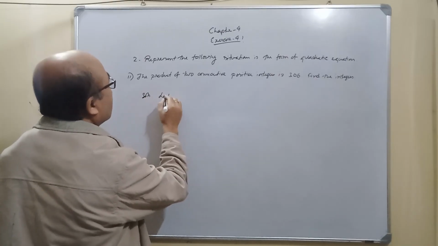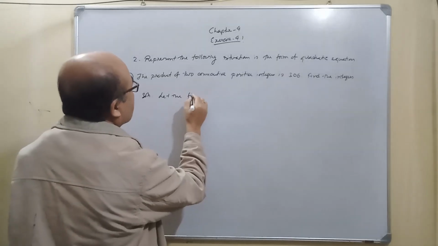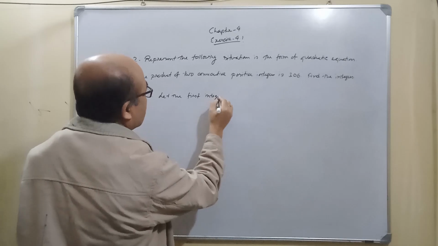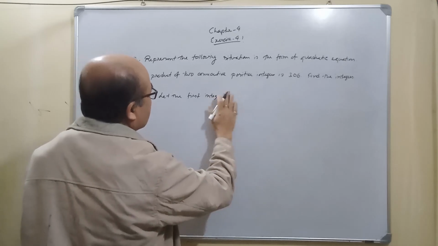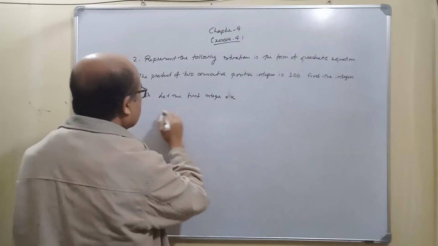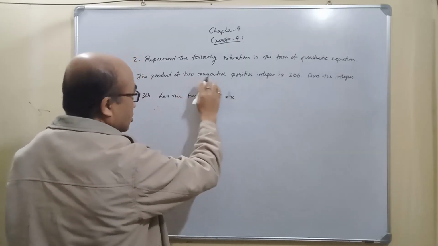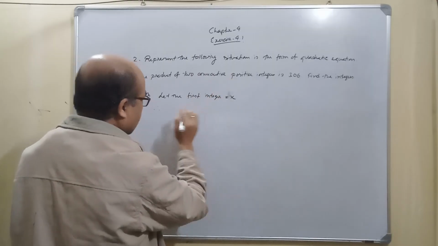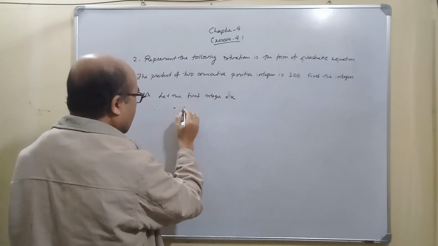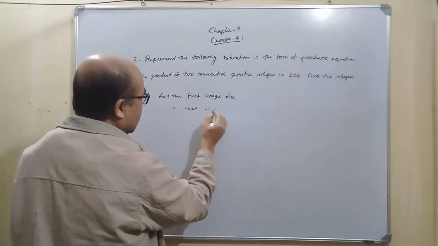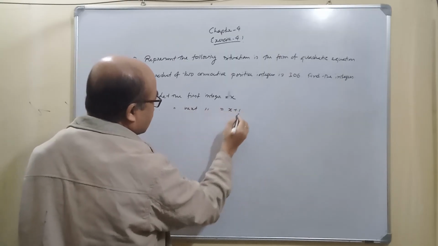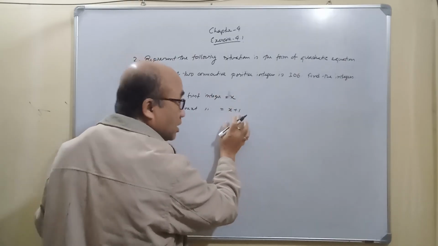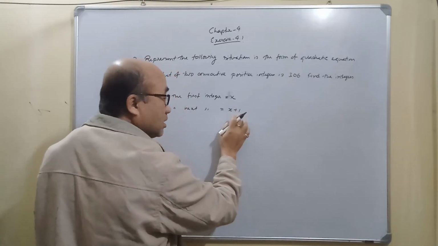Solution. Let the first integer be x. Hence, the next integer, because it is consecutive and positive, is x plus 1. We have to increment by 1, so I am adding 1 to x.